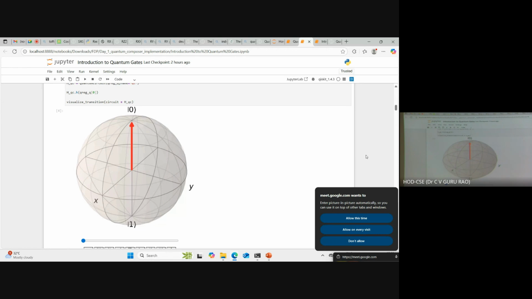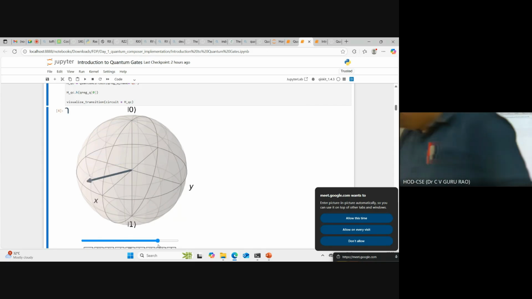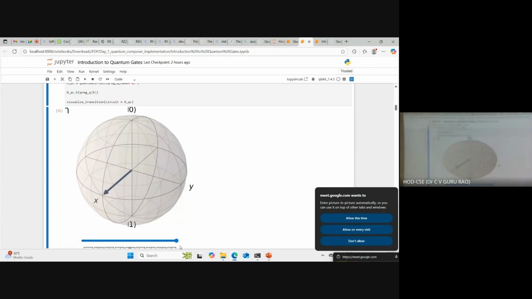Now if we apply Hadamard, that means the vector should move to x. So what is happening over here? This is 0, and after applying Hadamard, it is converting into the x state. So x is the superposition, which we represent as 0 plus 1 by root 2. That's why x is also known as the plus x, plus state.